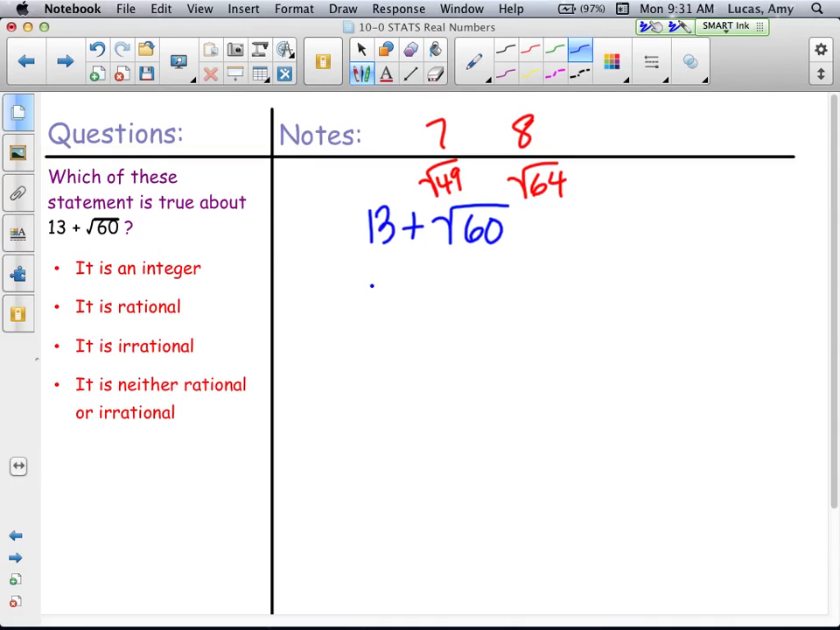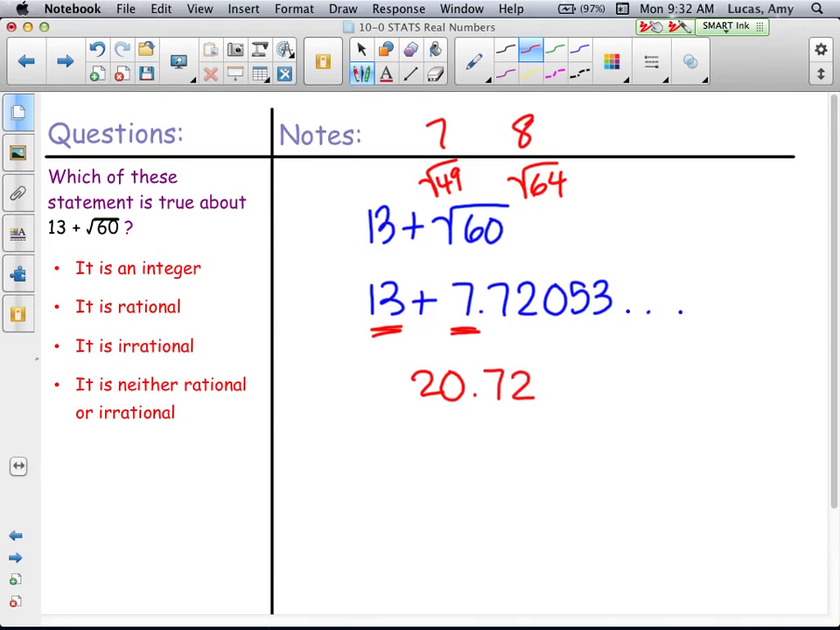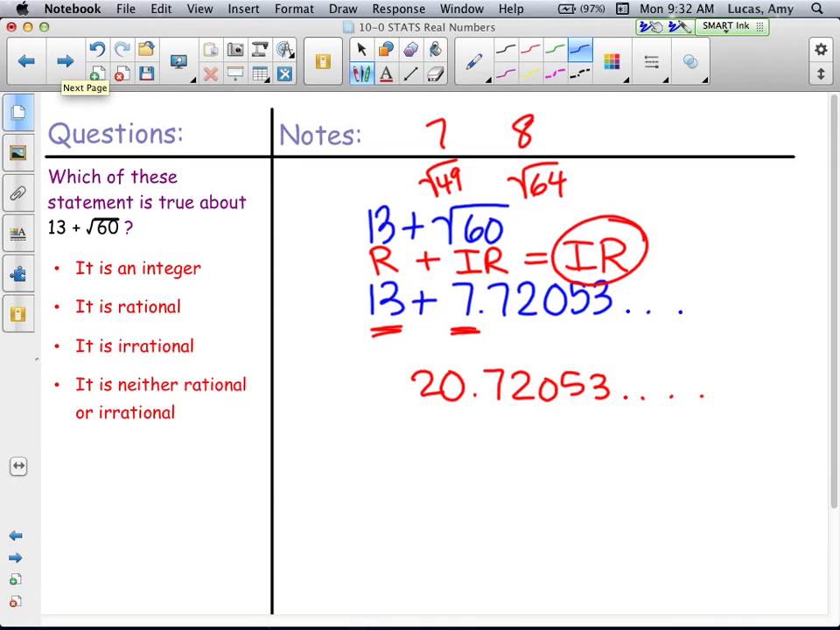So let's say it's like 7.72053... If I add 13 onto that, I'm only changing the number in front of the decimal point. I'm not changing the bad decimal part of it. So it's still going to be irrational. So this one I've got a rational plus an irrational number, and it still ends up irrational. So adding or multiplying one of each, one rational, one irrational, stays irrational.